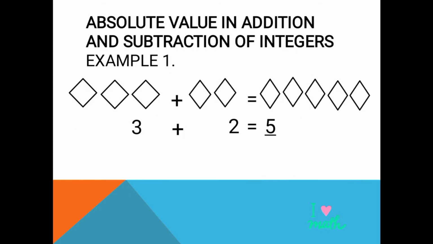Now, next topic, absolute value in addition and subtraction of integers. Example, just like when you add any numbers, it's either positive or negative. So, you just count 1, 2, 3. So, 3 added to 2, the result is equal to 5. And that's it. That is how very easy it is.